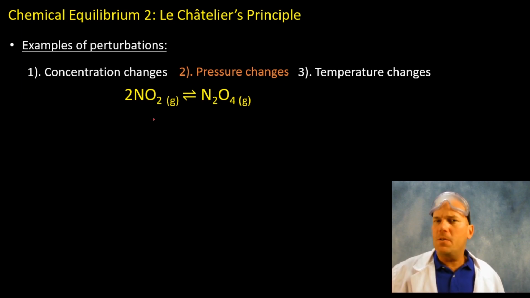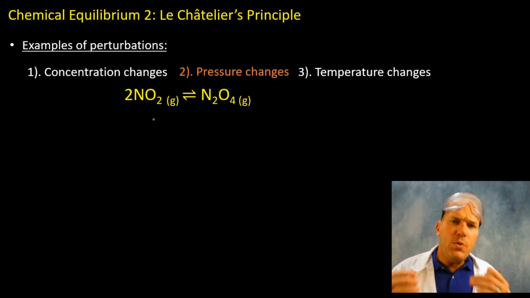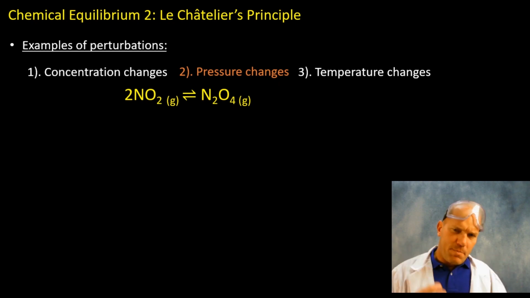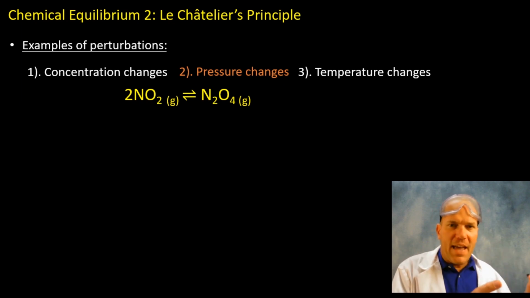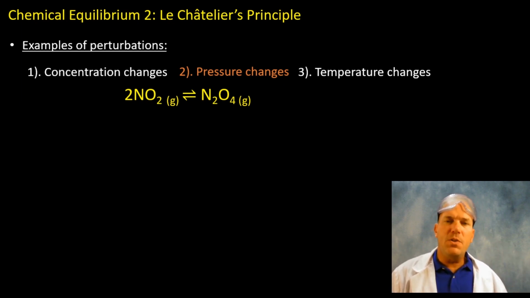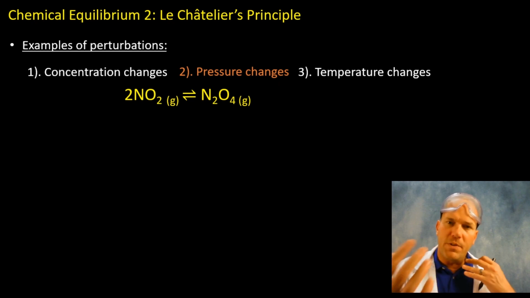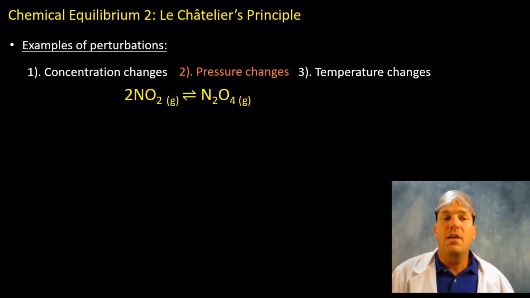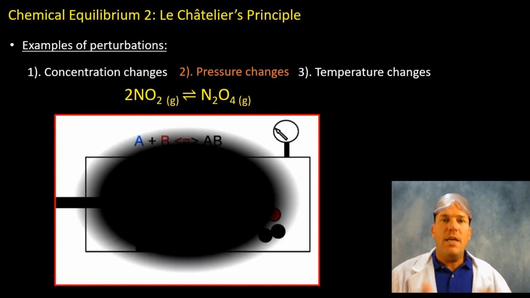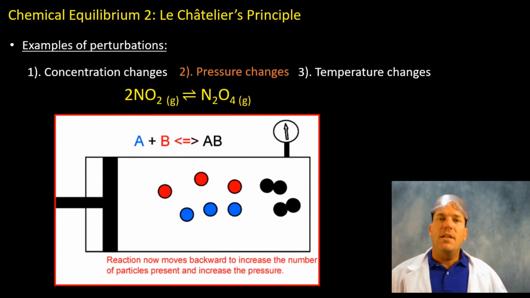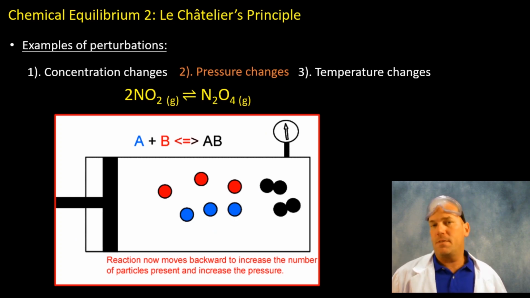So this is critical because when you are trying to assess how a perturbation will affect a chemical system, specifically dealing with pressure changes, you must count the moles of the gases on both sides before you can understand how the system will respond to that stress. So we have 2 moles on the left, 1 mole on the right. Let's now look at an animation to help understand this phenomenon.